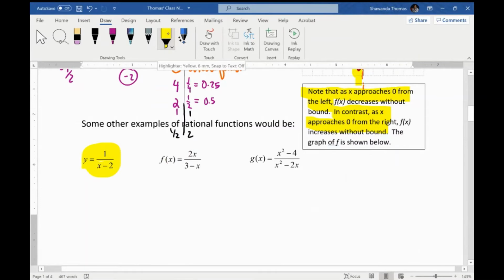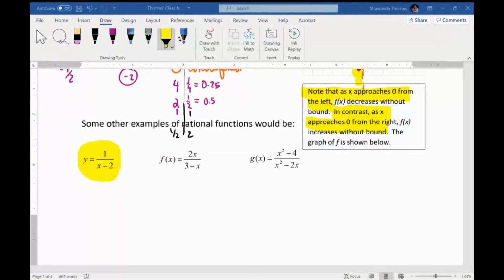Anybody? Plus 2. Say it again. Like when you set it to 0, you just set x minus 2 to 0. So what's the domain then? It'll be negative infinity to 2, and then the union, 2 to positive infinity.